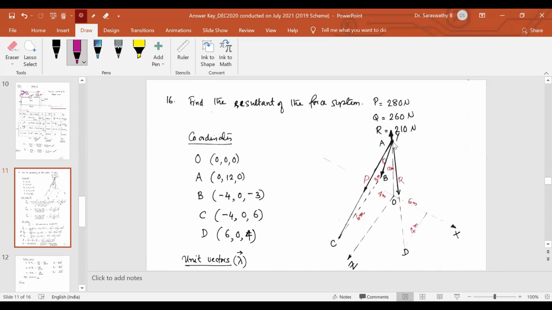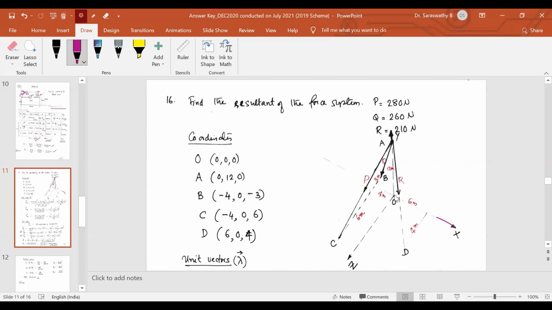So here there is a point A and force P. Force P is directed along this line AC. And another force Q, it is directed along this line AB. And next force R, it is directed along this line AD. So this is the x-axis, this is z-axis, Z I have written here, and this is y-axis. So there are A, B, C, D.